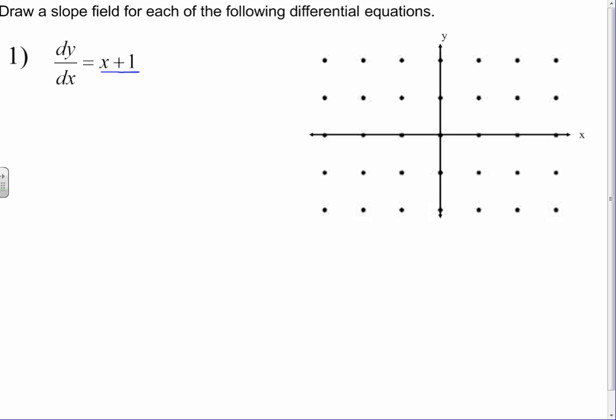Notice here, this one is not dependent on y whatsoever. The slope is entirely dependent on x. So I could probably do a little bit simpler. What's this over here at -3? I could make kind of a table when it's -3, -2, -1, 0, 1, 2, and 3.